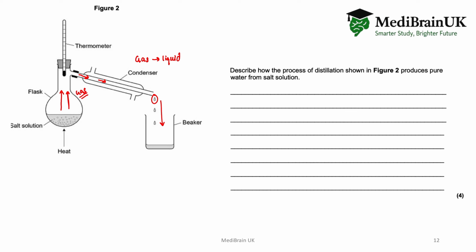So putting that into words, it says describe how the process of distillation shown in figure 2 produces pure water from salt solution. There are some key phrases that you need to use to get the 4 marks in this question, and we've looked at some of those phrases. We can see that we've talked about evaporation, the water evaporates. We've also talked about condensation. We can see that the water vapor turns into liquid form, it turns into water.